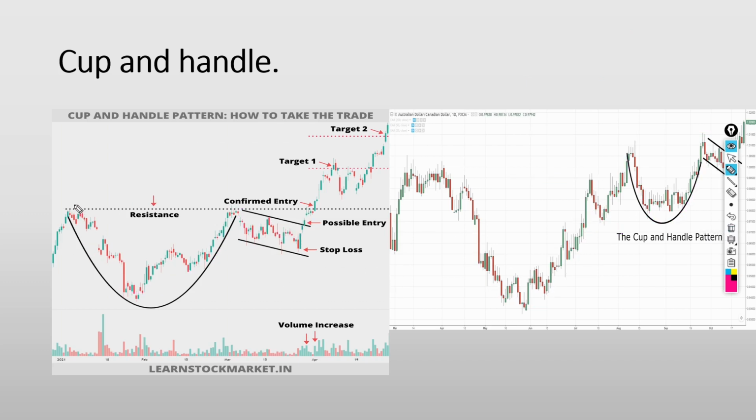So when you look here, this is a cup and handle pattern. You get this rounding bottom. After getting this rounding bottom, you get this neckline. That's the mouth of the cup, and that is the entry. The entry is after the price has broken this level. If the price does not break this level, please do not enter. This handle is normally opposite to the trend which is trying to form.